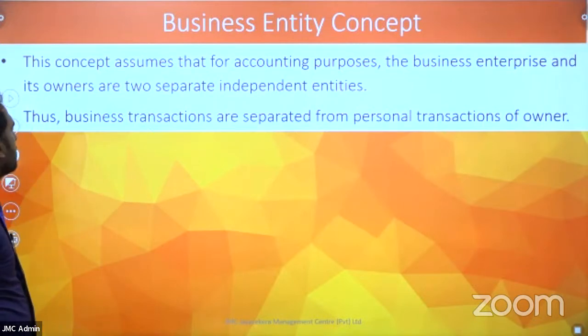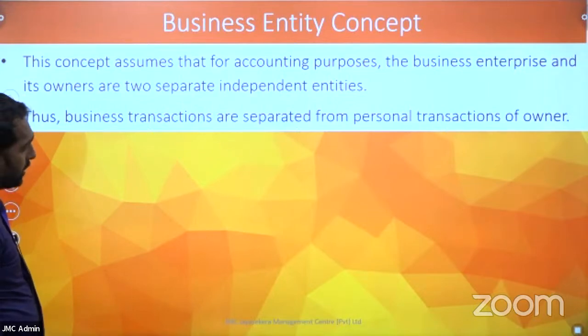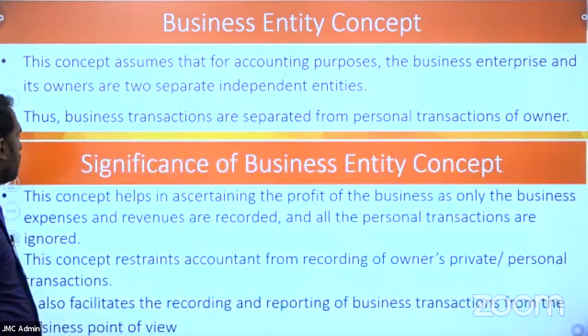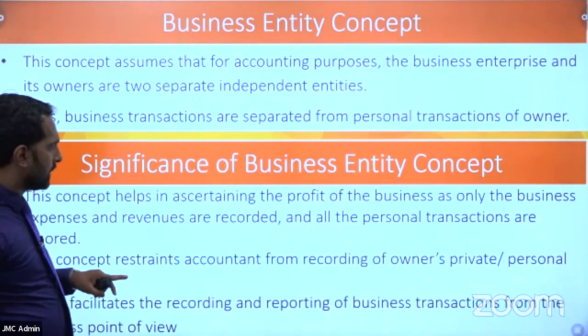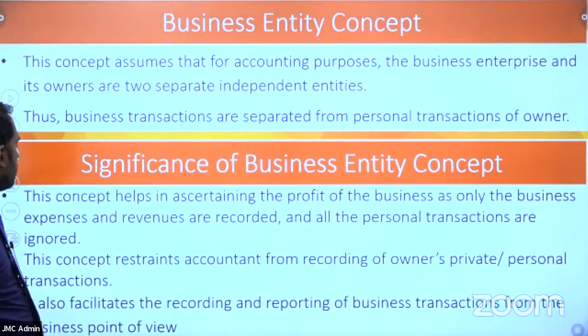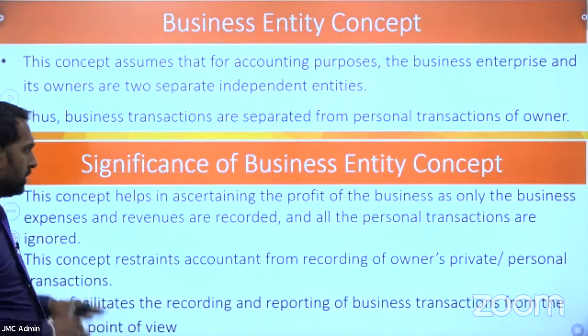This concept assumes that for accounting purposes the business enterprise and its owners are two separate entities, thus business transactions are separated from the personal transactions of the owner. The significance: this concept helps in ascertaining the profit of the business, as only the business expenses and revenue are recorded. So it's only the business part, and all the personal transactions are ignored.